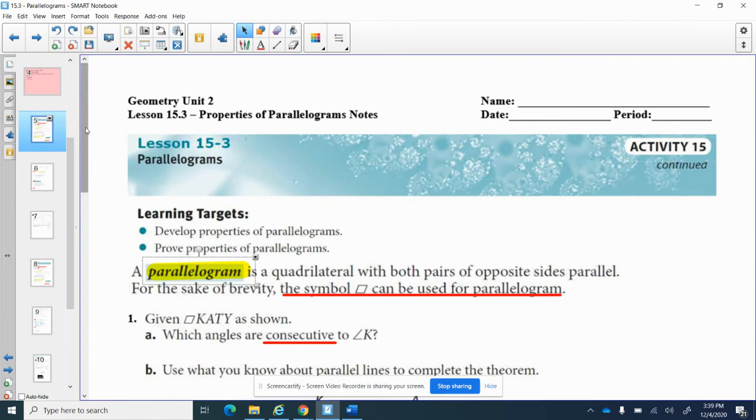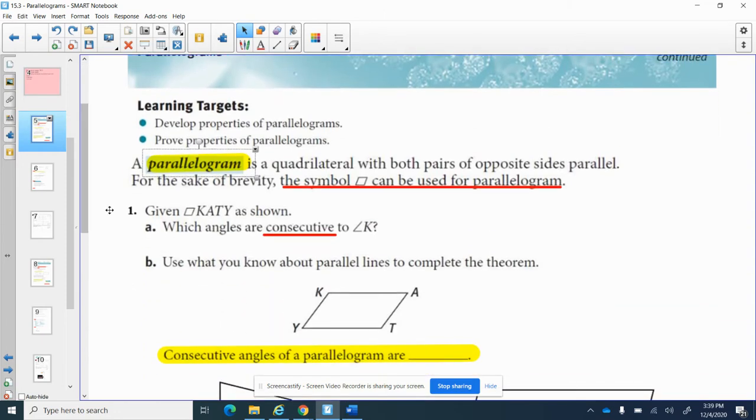So on the first page of the supplemental notes, something you see is the definition of a parallelogram, and a parallelogram is a quadrilateral with both pairs of opposite sides parallel to each other. For the sake of time, we often use this little parallelogram symbol for a parallelogram, so we don't always have to write that whole word out.